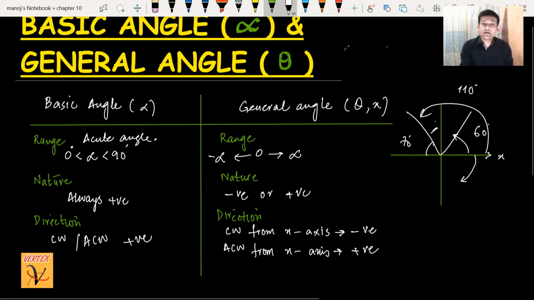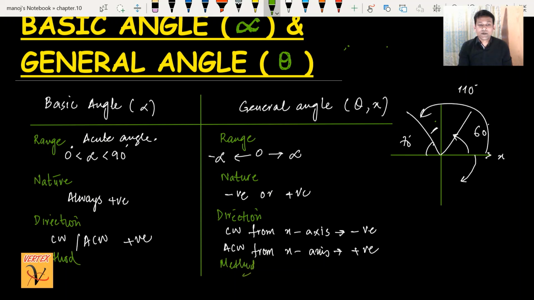But what's the method to find the angle? This is very important now. The method is, this is measured from the nearest x-axis. No problem, negative or positive, but we always measure from the nearest x-axis. I will give the example here.